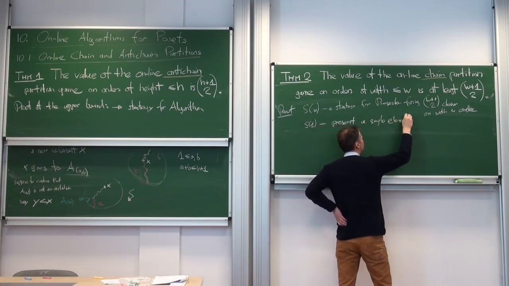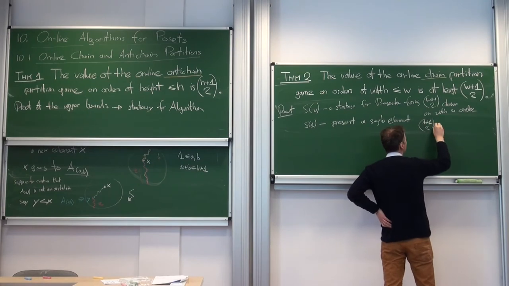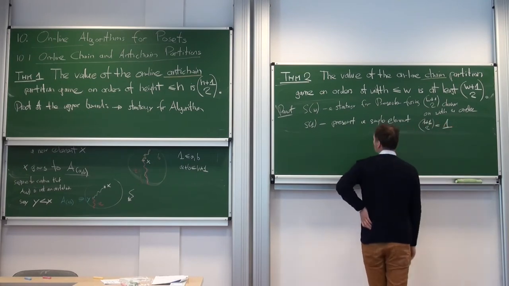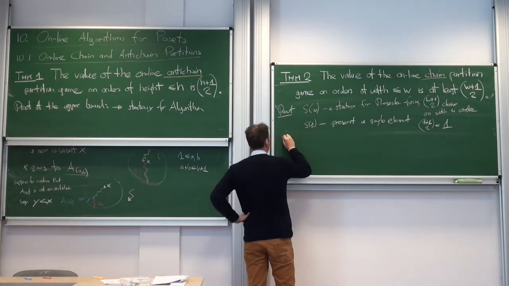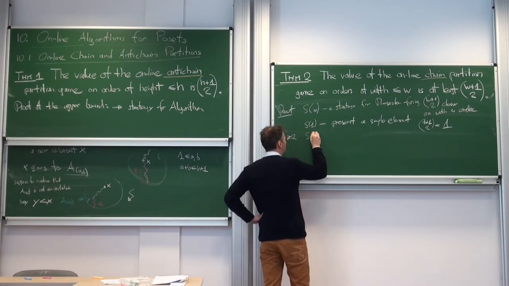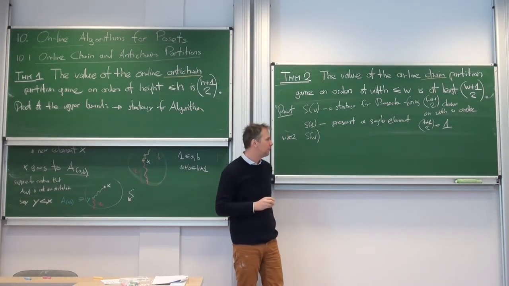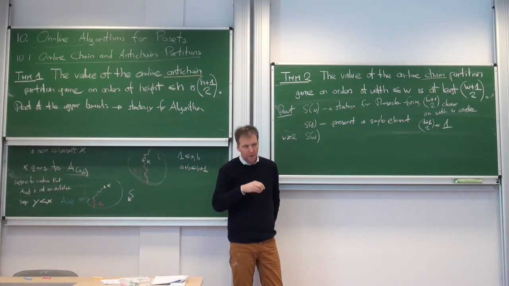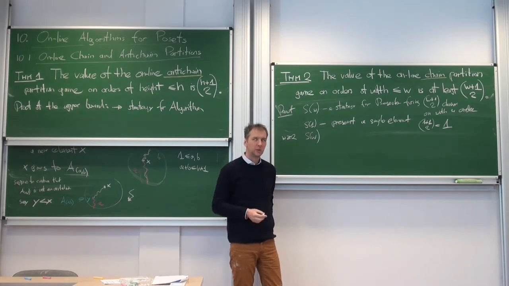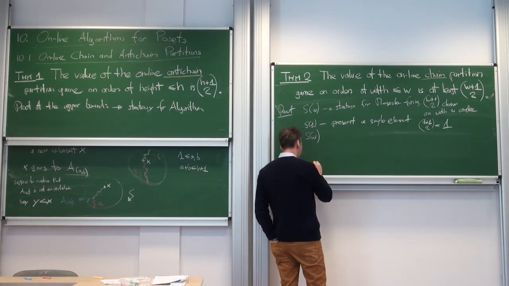It's good enough because for W equals 1, we want to force 1 plus 1 choose 2 chains, which is 1. So it's okay. And then when W is at least 2, the strategy is as follows. The first stage is that the presenter wants to force a somewhat colorful chain. So it wants to force the algorithm to use many colors on a single chain. And the way to do it is very simple.